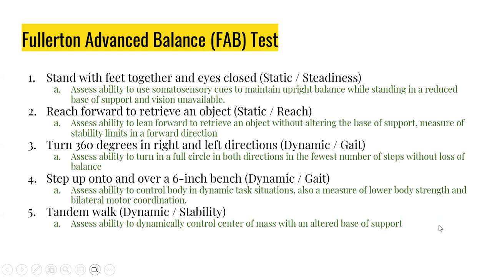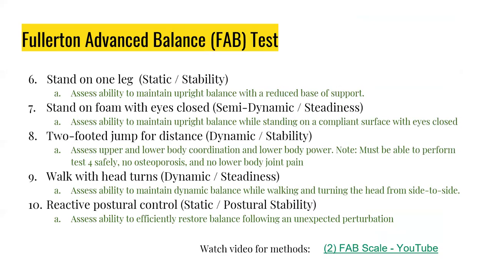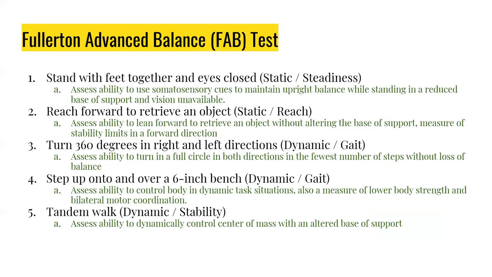Please look at your data sheets. There are 10 items that you're going to be scoring, which means that the test includes 10 items. Each one of them you are going to score on a 0 to 4 level. The first item is a test where you're going to be standing with your feet together and your eyes closed. This is to test static balance and steadiness. This is to assess the ability to use somatosensory cues to maintain upright balance while standing in a reduced base of support and vision unavailable.